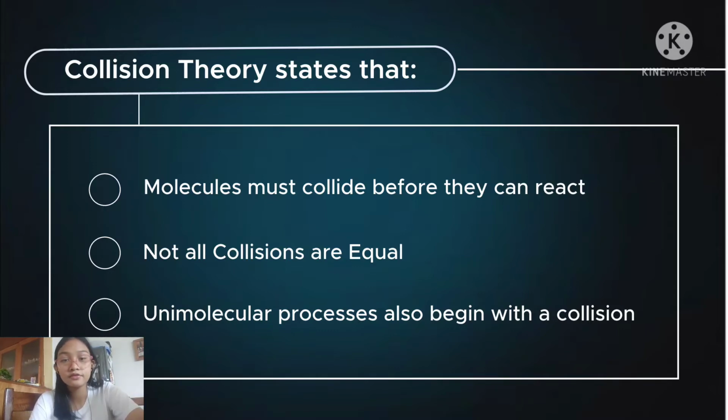Collision theory significantly emphasizes the key influence of particles colliding to create a reaction. As stated by collision theory, not all collisions are equal. This means that the rate of reaction produced from the collision may vary depending on the influence of other factors that can affect the collision and reaction process between two particles or reactants.